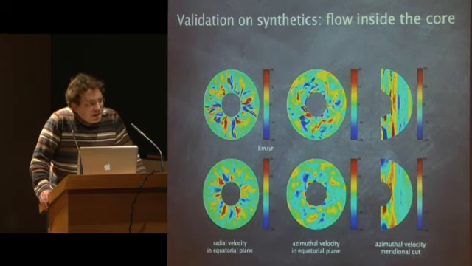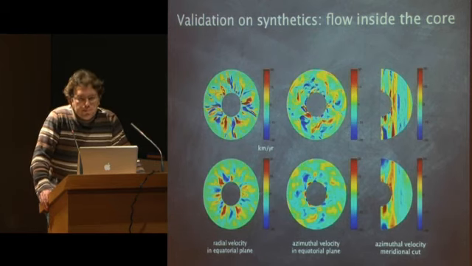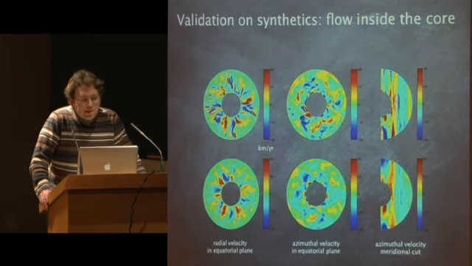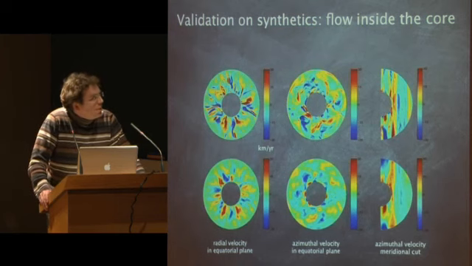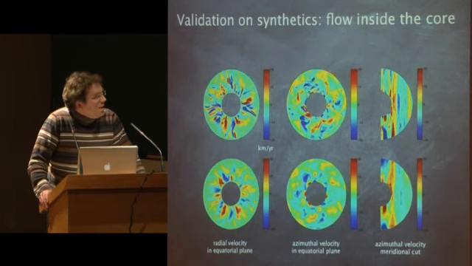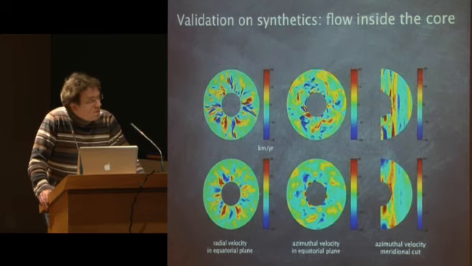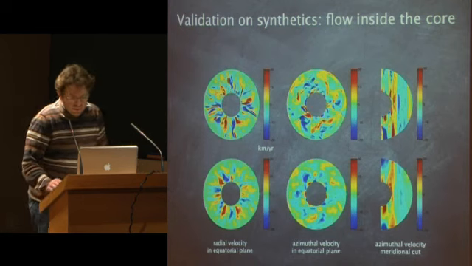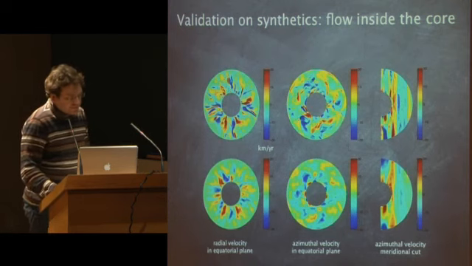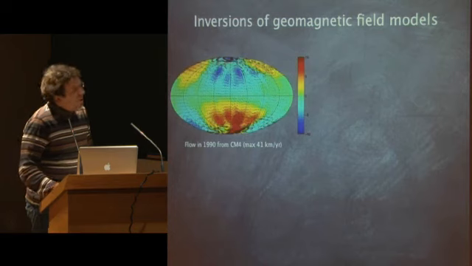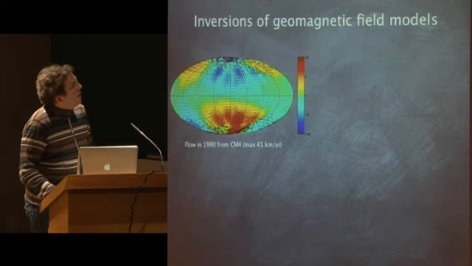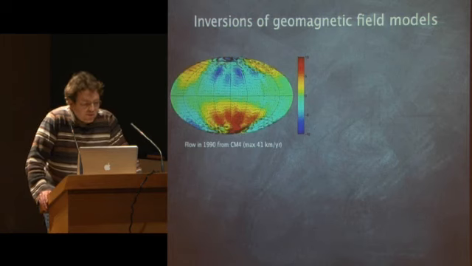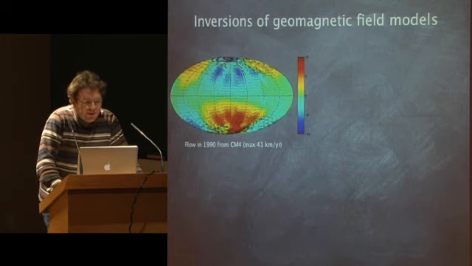So I don't want to claim that it is perfect at all, but please remember the vast underdetermination of the problem that we are trying to solve. And in that light, I would say that these results are actually quite encouraging, given how little data we can use to do this exercise. So now switching to actual geomagnetic field models. This is, for instance, the flow map that we get in 1990 for the CM4 geomagnetic field model.